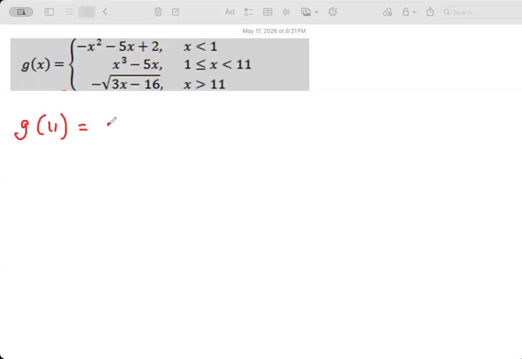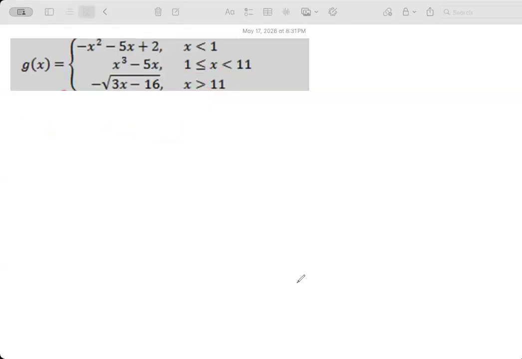It's like an extraneous solution. Yeah, there's no solution, undefined. You got it? The function is undefined at x equal to 11. Makes sense? So basically it's not continuing. See, from minus infinity to 1 is this, 1 to 11 is this, but at 11 nobody has an equal to sign, neither this nor this. So at 11 it's not defined.